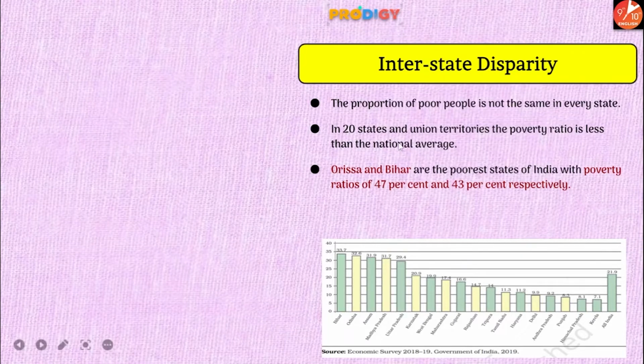So guys, in 20 states and union territories, the poverty ratio is less than the national average. But Odisha, Bihar and a few other states have very, very high poverty ratios. Alright people, I hope this topic is clear. Let's move to the next topic.